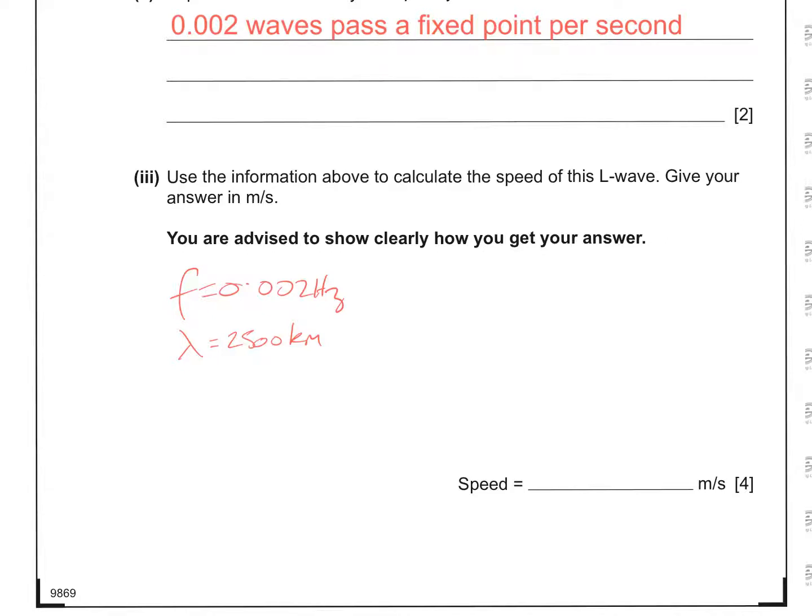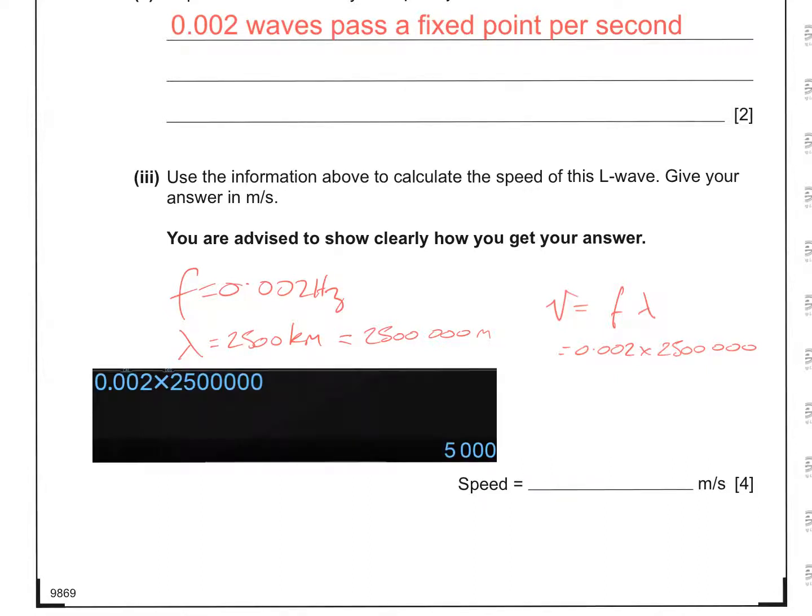And we really need that wavelength in meters. And we know that v equals f lambda. And putting that through the calculator, we get 5,000 meters per second.